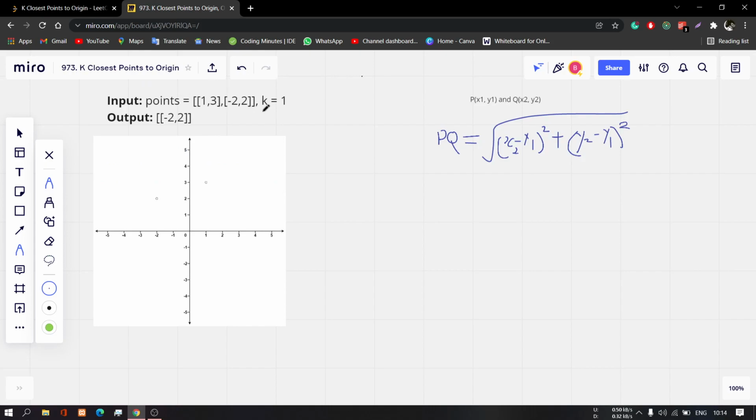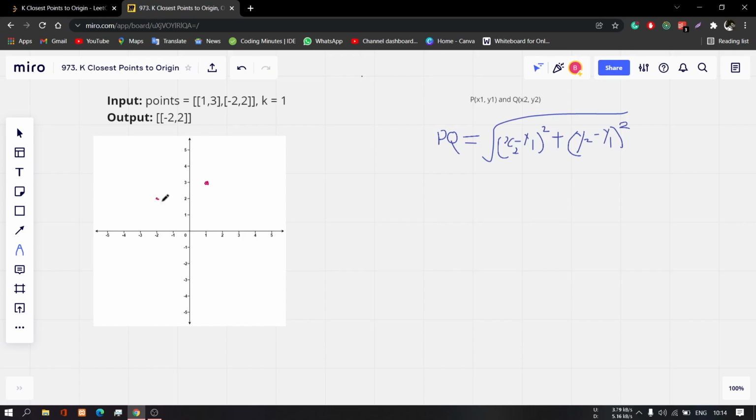So I have taken the first example. Here the first point is 1 comma 3, this one, and the second one is minus 2 comma 2, so this one. So we have to find the closest point. Here the k value is 1, so we have to find only the first closest point from the origin.